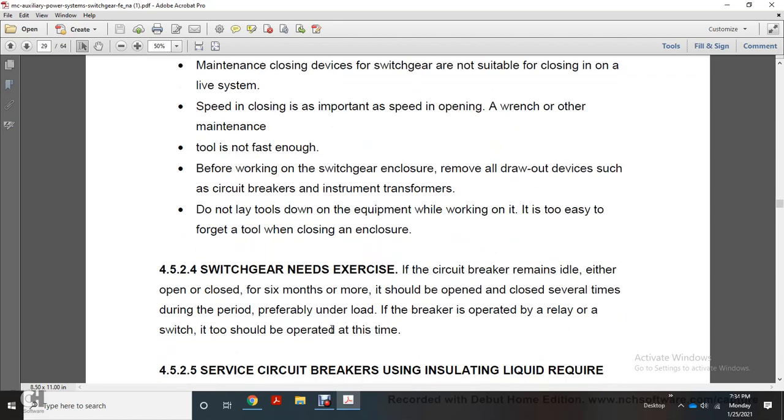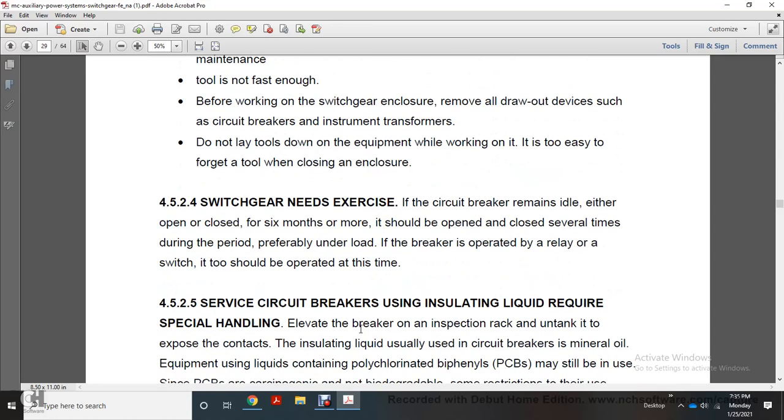Switchgear needs exercise. If a circuit breaker remains idle, either open or closed, for 6 or more months, it should be opened and closed several times during the period, preferably under load. If the breaker is operated by a relay or a switch, it should be operated at this time.